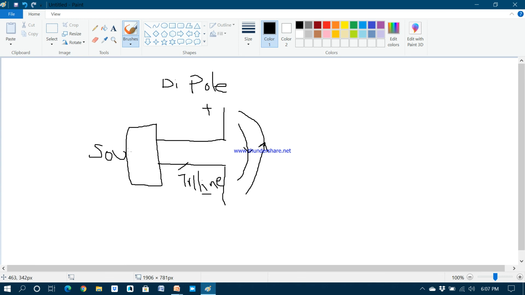Again, this source is a voltage source. This is the most commonly used antenna. It is what we call a dipole antenna. It is made up of two straight wires. So this is a straight wire, or this is a pole, two straight wires, and the exciting source is kept at the center. So this is the exciting source which is kept at the center.